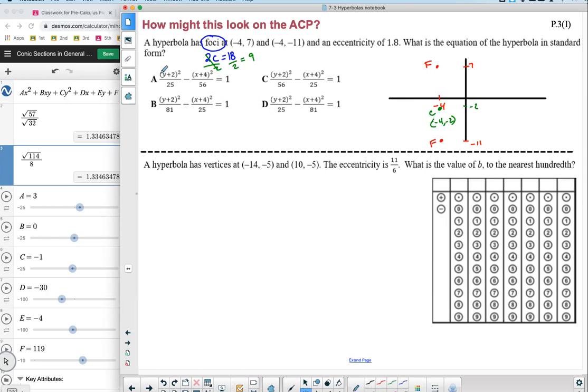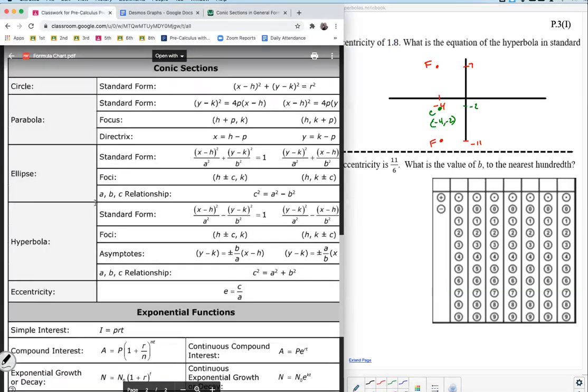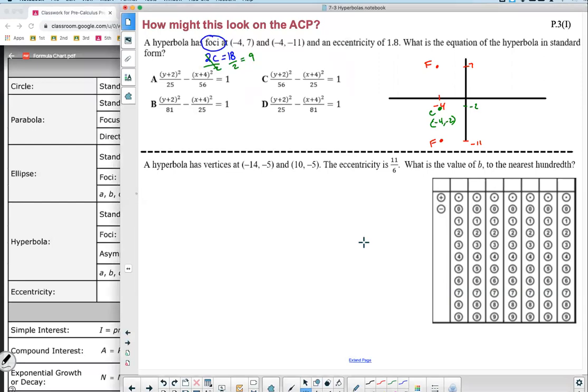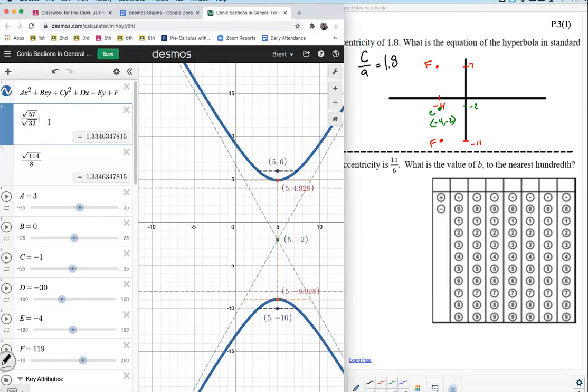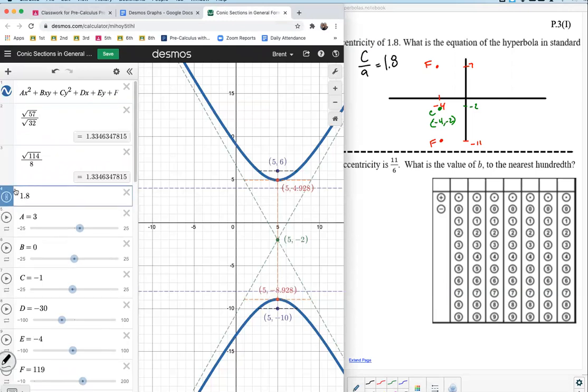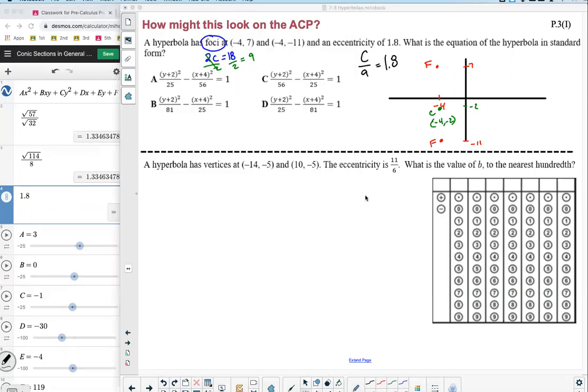That's the center. And it looks like I can't eliminate anything there either. All this information that they just gave us doesn't let me eliminate anything, but I can from here. It says eccentricity equals 1.8. That means eccentricity, according to the formula chart, is C divided by A. So C divided by A is 1.8. Now, I'm going to type this into Desmos and show you something pretty cool: if you type in 1.8 and press this little fraction button, it'll tell you the fraction of that is 9/5. So this is saying that C divided by A equals 9/5.